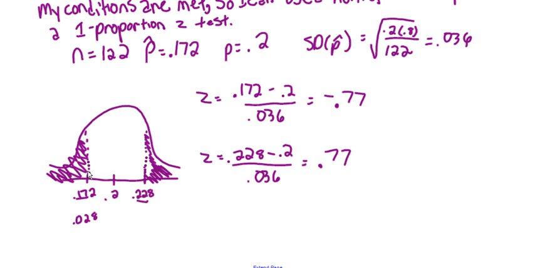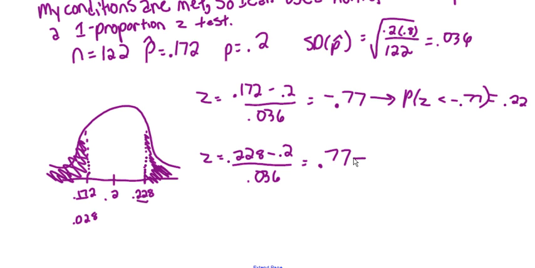So if I were to do normal CDF for this to get the p-value, so doing z is less than negative 0.77, I would put in normal CDF, I'd use negative 1,000, my upper bound would be negative 0.77, and I get 0.22.